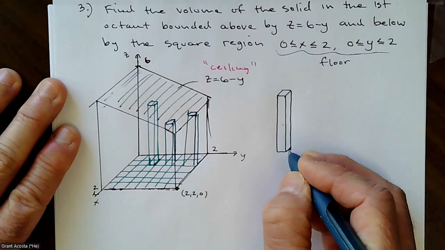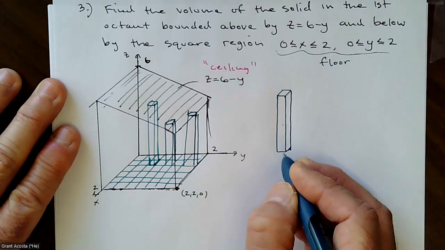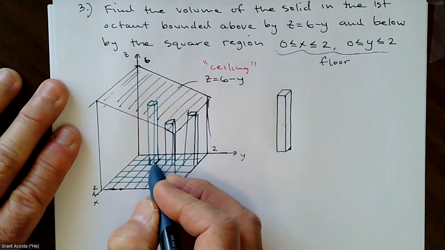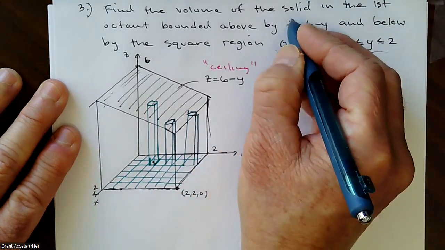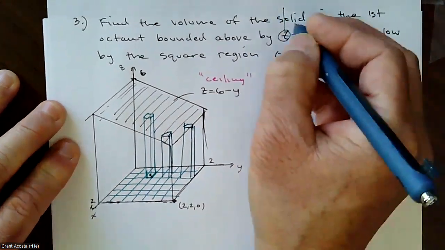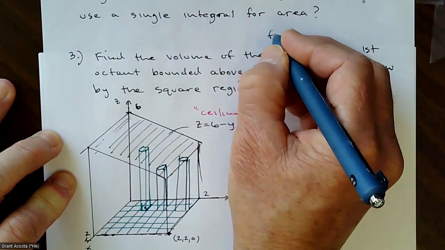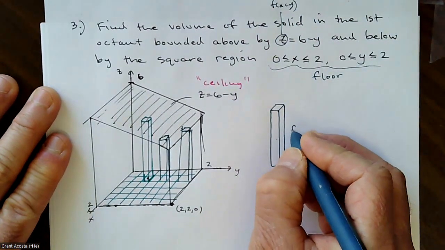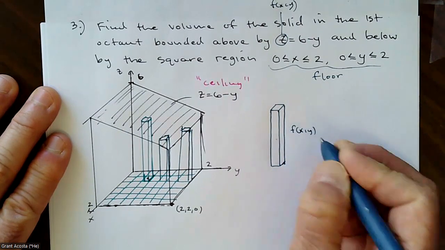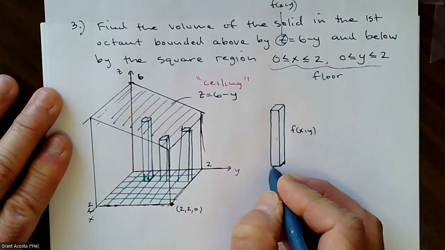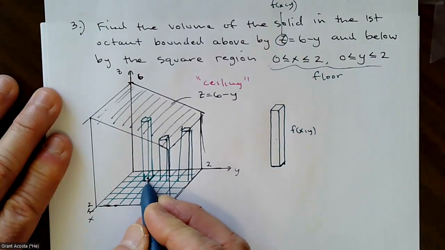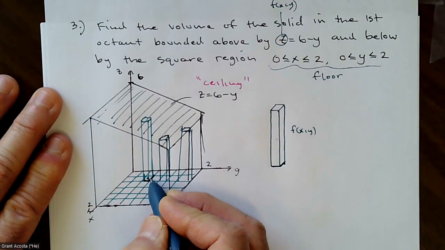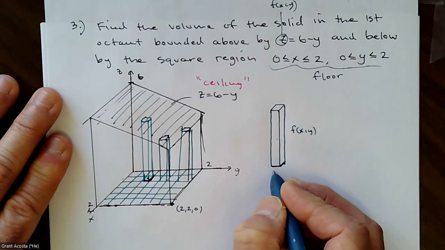How would I find the volume of a column like this? Well, the height of my column would be essentially given by, remember, z could also be thought of as f of xy. So the height of my column would be my z value, or f of xy. And what is my length and width? Well, one of them is a small little increment of y, the other one's a small little increment of x. So it's dy dx.